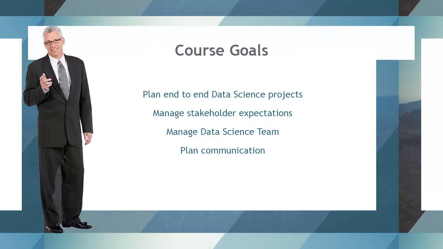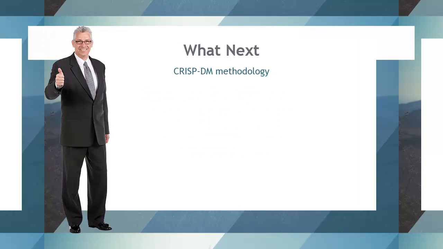At the end of this course, you will be able to plan end-to-end data science projects, including activities involved, dependencies, external or internal resource needs, and skills requirements. Manage stakeholder expectations on the delivery of data science projects. Manage the data science team and ensure alignment to larger project or program objectives. Plan communications on the progress status of data science projects with details of all activities. In the next lecture, we will explore the CRISP-DM methodology.